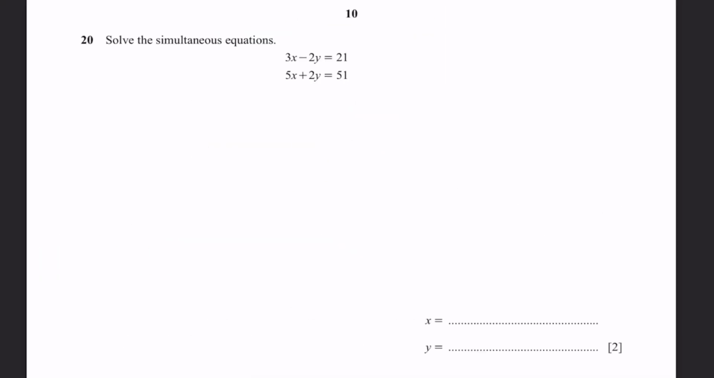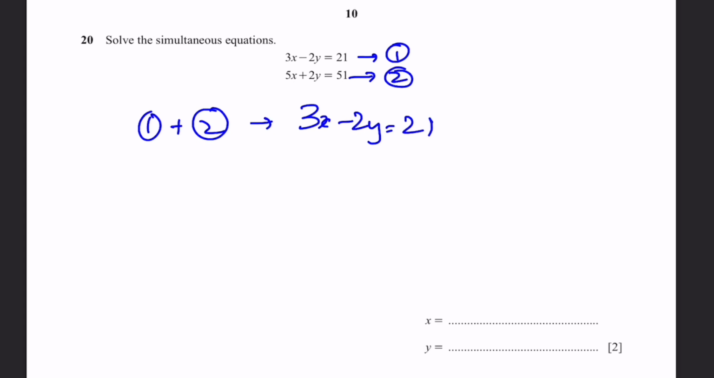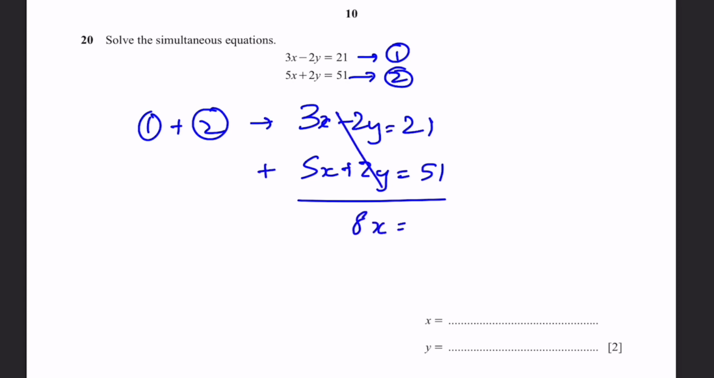Question 20. Solve the simultaneous equations. 3x minus 2y equals 21. 5x plus 2y is 51. So we can name this as equation 1. This is equation 2. So we can add up equation 1 and equation 2. 3x minus 2y equals 21, 5x plus 2y equals 51. If we add it up, we can cancel that, so it'll be 8x equals 72, x equals 9.